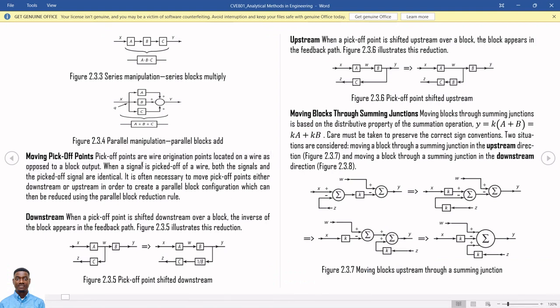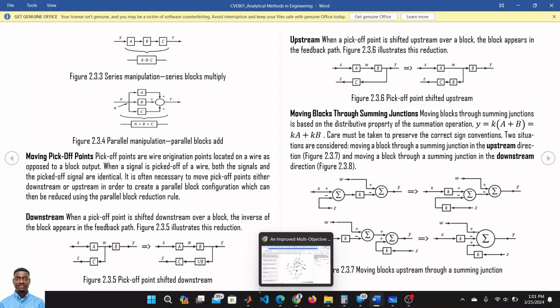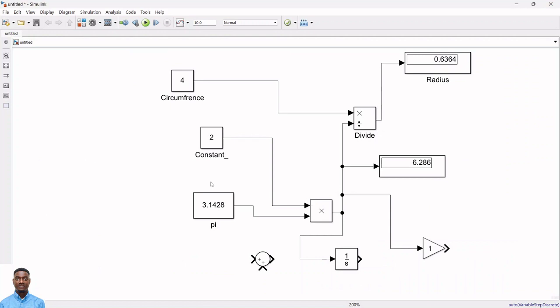Pick-off points are wire origination points located on a wire as opposed to a block output. Let me show you what a block output is. For instance, this wire here is from the output of this block. It's not from a pick-off point. Most blocks have input and output terminals. For instance, this sum block here has input 1, input 2, and the output. The same goes for this product block: input 1, input 2, and output.